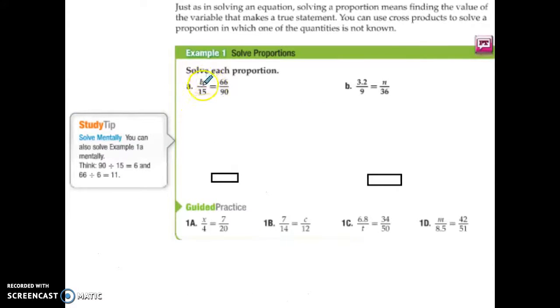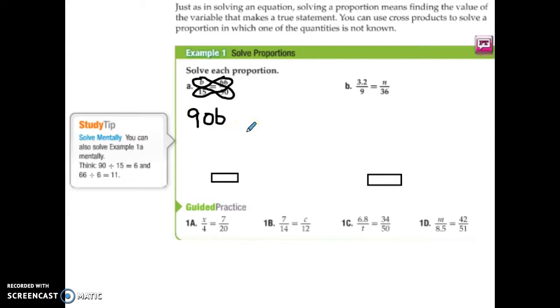Problem 1. B over 15 equals 66 over 90. The first thing we're going to do is the cross products, the first way to solve these. People call it butterfly. Let's go ahead and do that. Make a little butterfly here. B times 90, that gives me 90B. And then I make the second wing of my butterfly, as pretty as it is. Kind of sloppy, but it works.